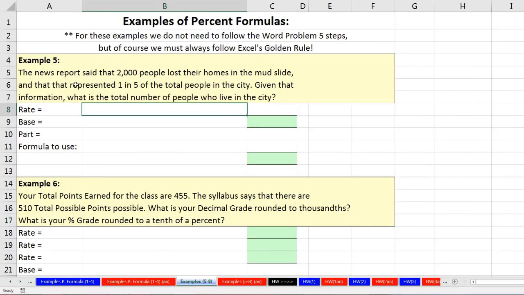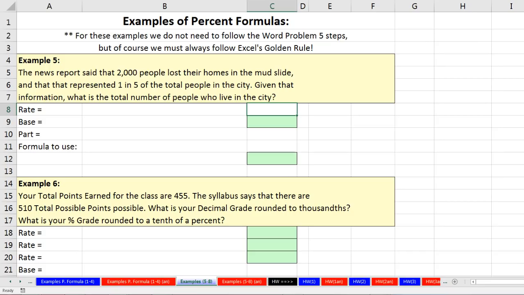Example 5: a news report said that 2,000 people lost their homes in the mudslide, and that represented 1 in 5 of the total people in the city. Given that information, what is the total number of people who live in the city? Well, when we read through this, they're talking about total people, asking us for total number of people. So it seems like we're going to be solving for the base. This is not all the people who live in the city, so that's the part. And instead of a decimal, they gave it to us as 1 in 5. That is a fraction, 1/5.